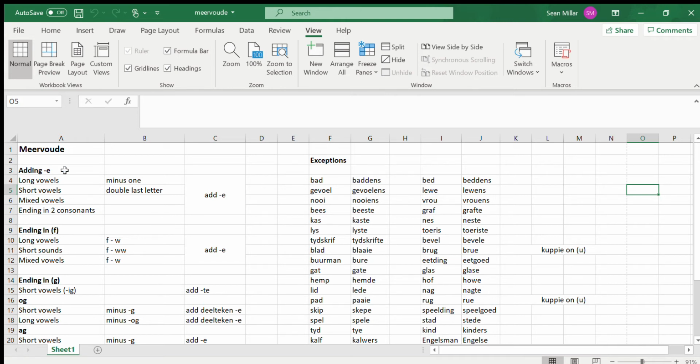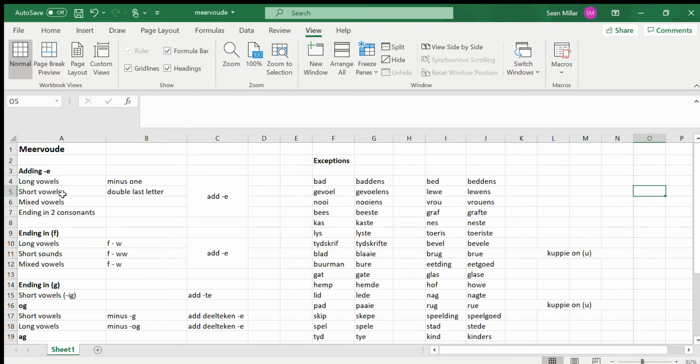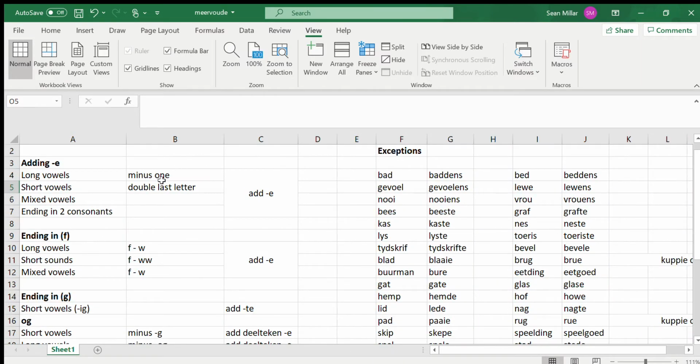So when we're adding an E, if we have a long vowel, what I mean by a long vowel is two vowels next to each other. They can be different vowels or the same vowel. We minus one of the vowels and we add an E. Then if we have a short vowel, we double the last letter of the word and we add an E. Then if we have a mixed vowel, we don't do anything to the last letters, we just add an E. If we have a word ending in two consonants, we just add an E.